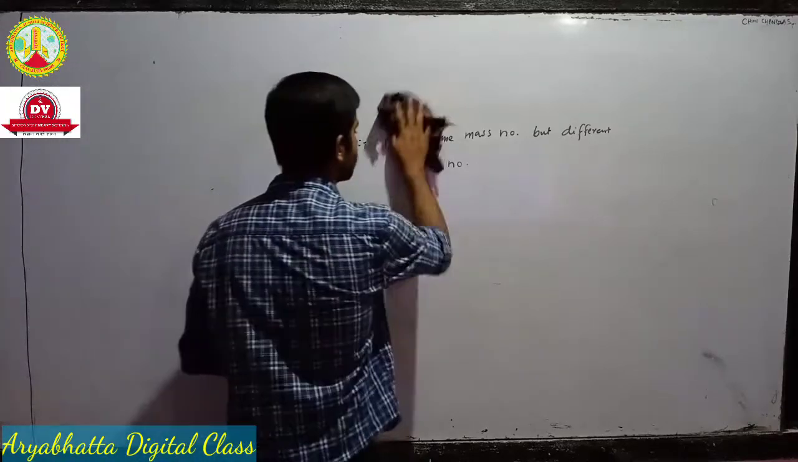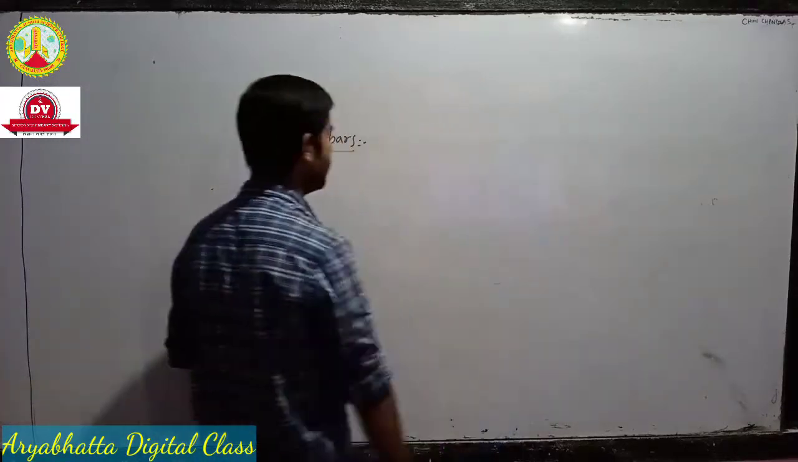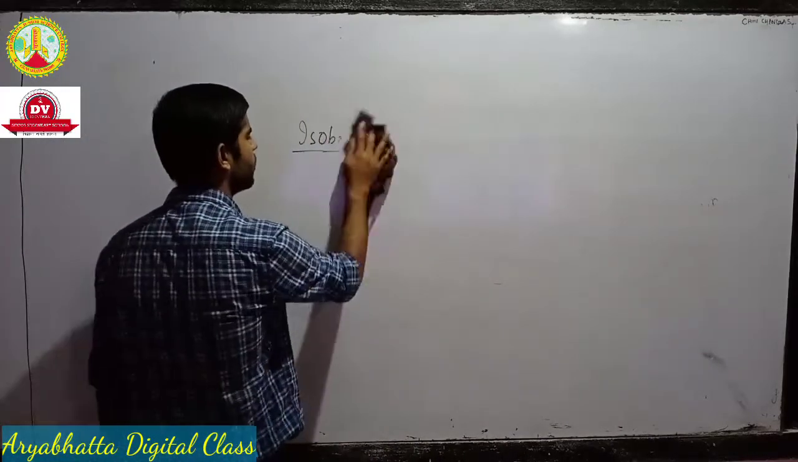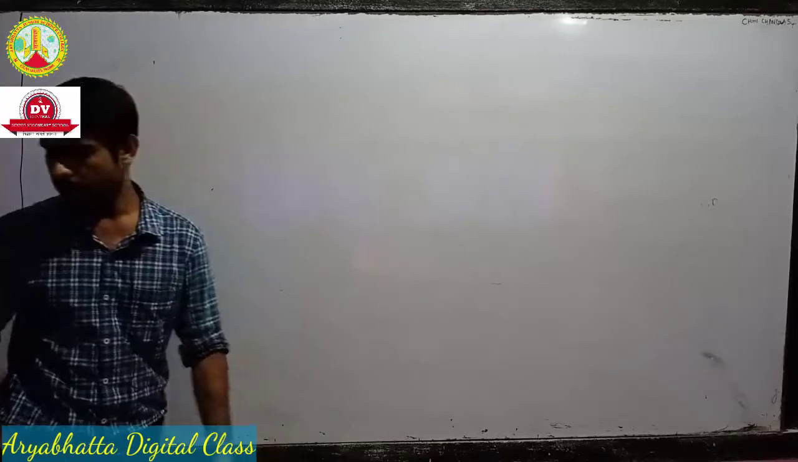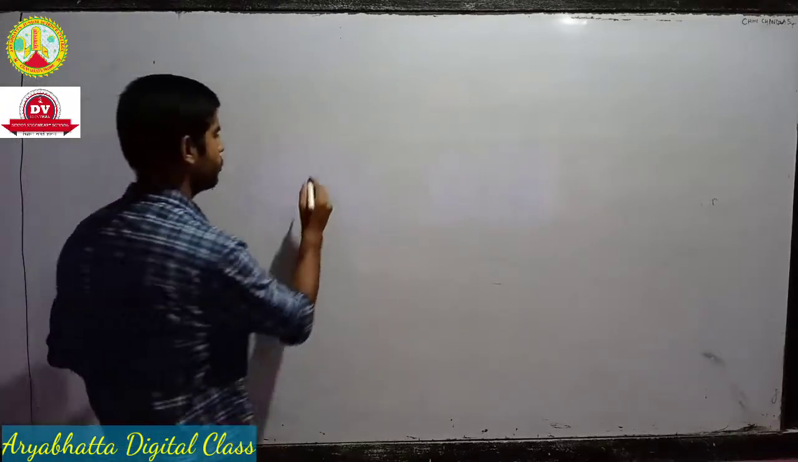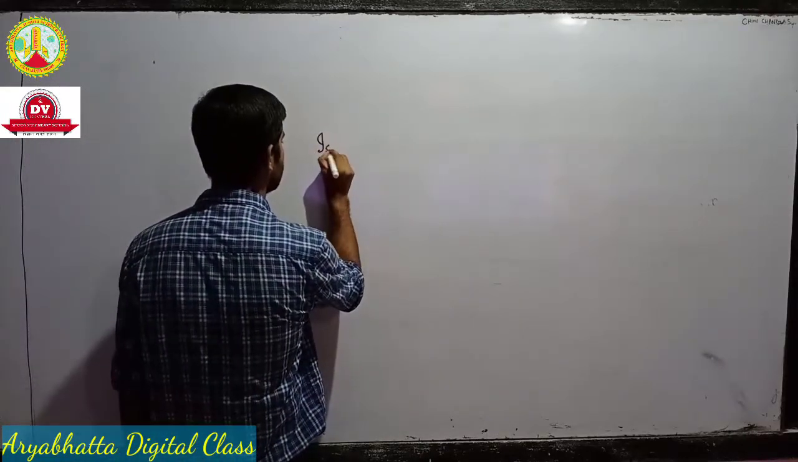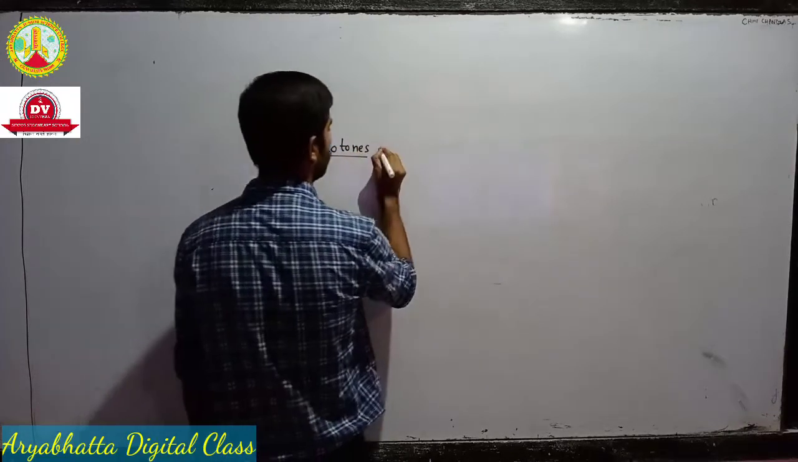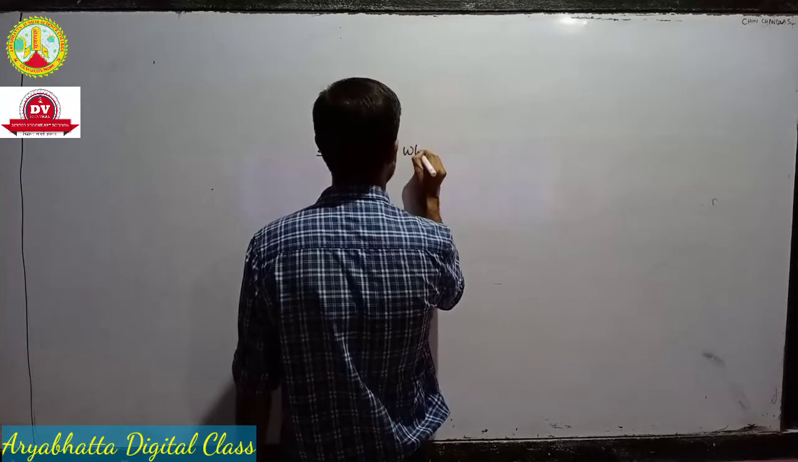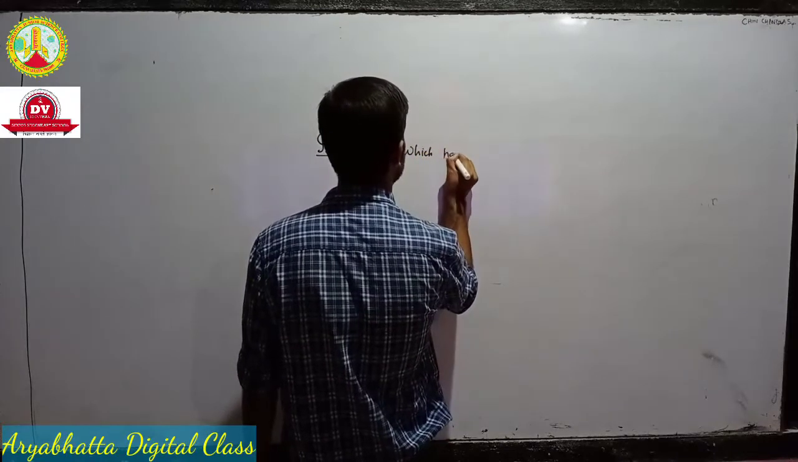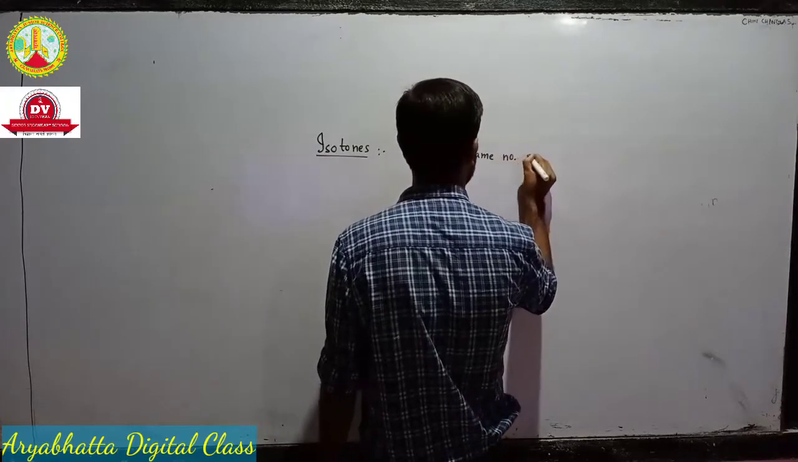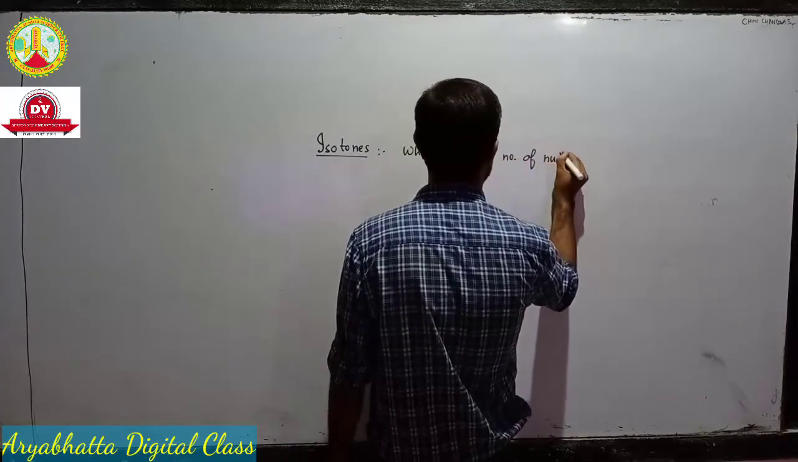These are the two definitions that are given in the NCERT book, but I will tell you some other definitions also. One is isotones. Isotones are those which have the same number of neutrons.